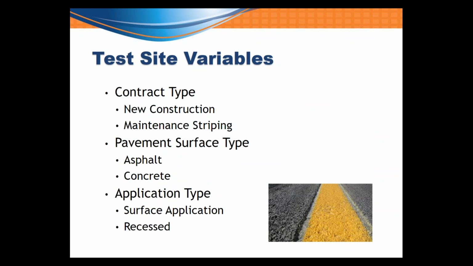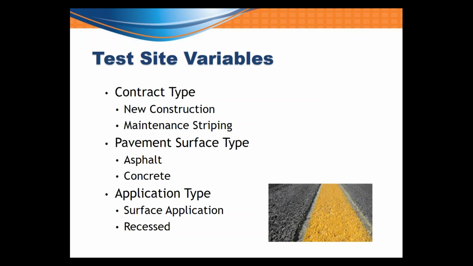So test site variables were also developed based on the contract type. We wanted to separate pavement marking materials that were applied as part of new construction, which means it was new material applied to a brand new pavement surface, and also for maintenance striping, which is part of our statewide annual maintenance striping program. And this can either consist of applying marking onto an existing marking that's somewhat faded, or it could consist of actually removing an existing marking and then reapplying a new marking onto the existing pavement surface.